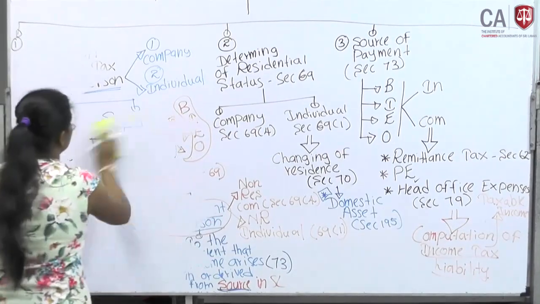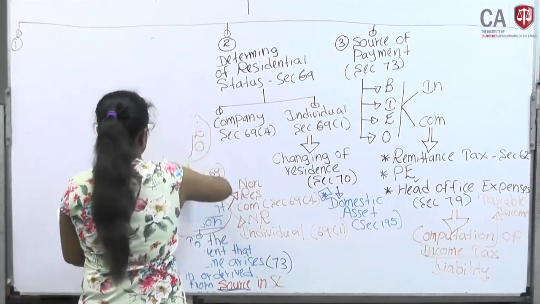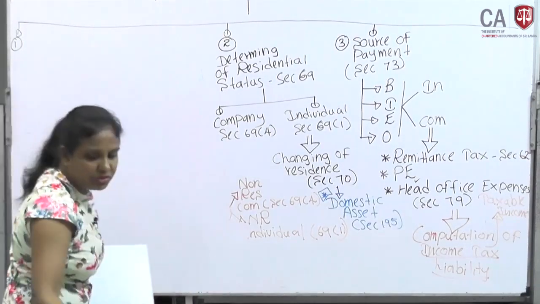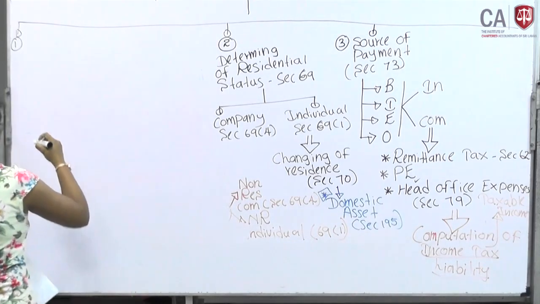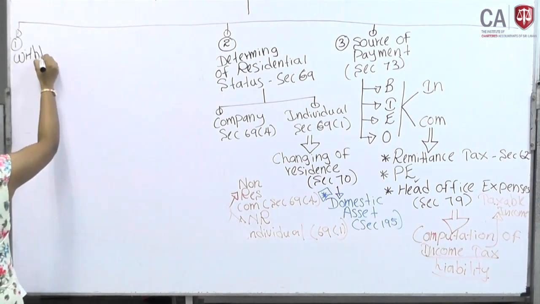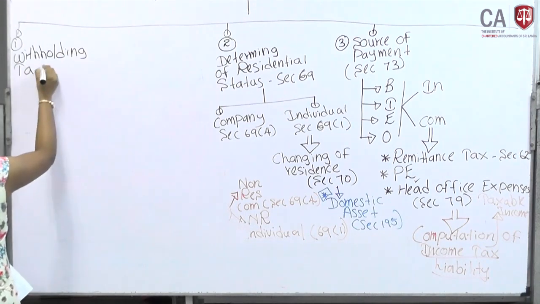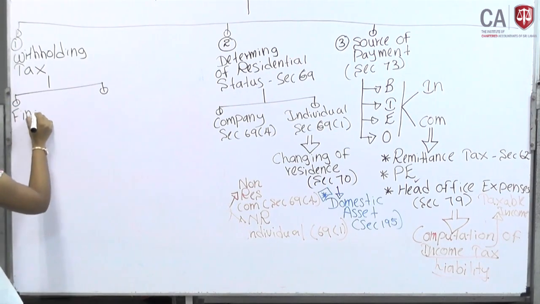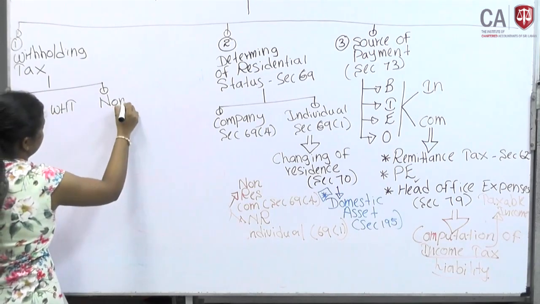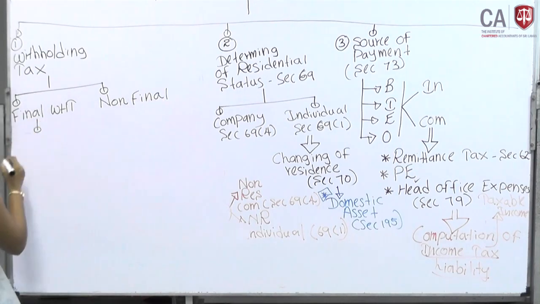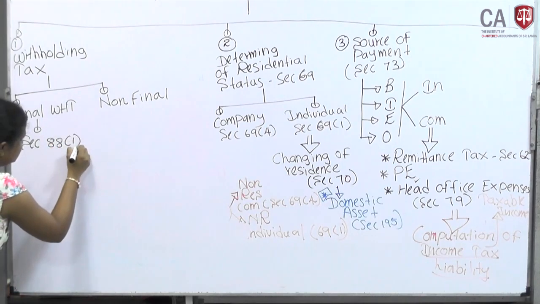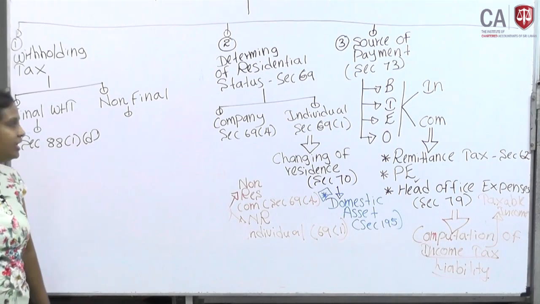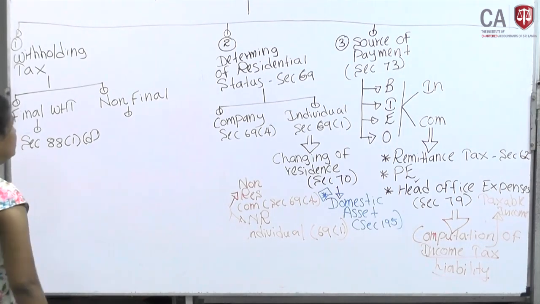Under point number 4, after the source of payment, you should know, if there is a source of payment, what withholding tax provisions are applicable under local statute. In that, there are final withholding payments, final WHT, and non-final. When it comes to final withholding, it is covered under section 88 subsection 1D. Other than what is covered under section 88 subsection 1D, all others are non-final.